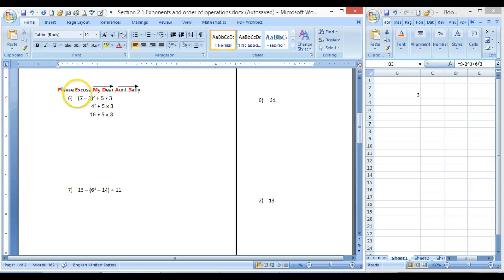So now I'm going to look through. I got all of the exponents, so I can move through this one to the next one, which is multiplying and dividing from left to right. So I'm going to start over here. I have an addition sign, so I skip over it.